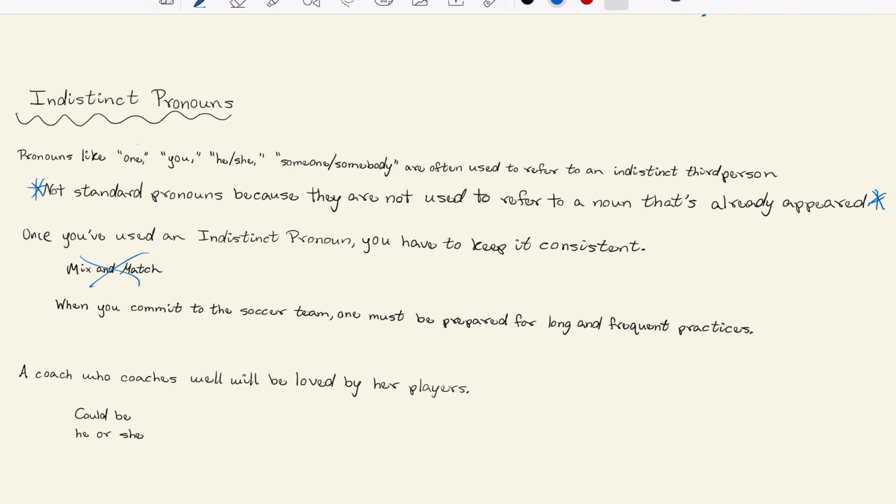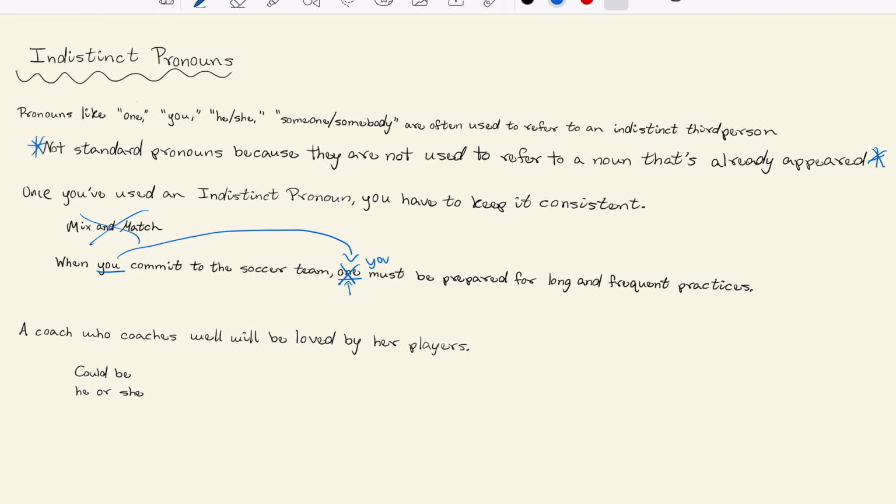In the beginning of the sentence, the indistinct pronoun used is you. And later on in the sentence, the indistinct pronoun used is one, which is incorrect. Because if you start off using you, you have to continue for the rest of the sentence. And so this should be you as well. When you commit to the soccer team, you must be prepared for long and frequent practices.